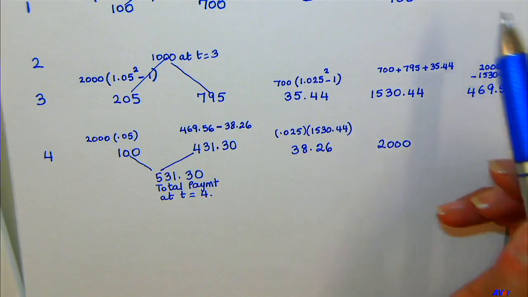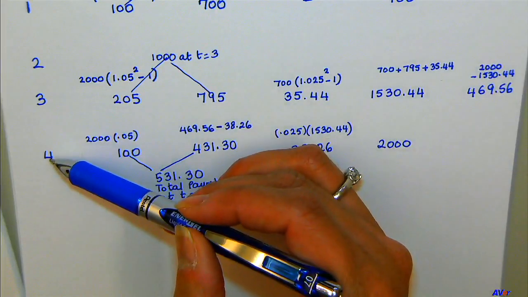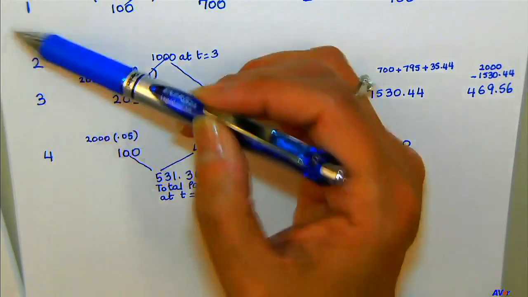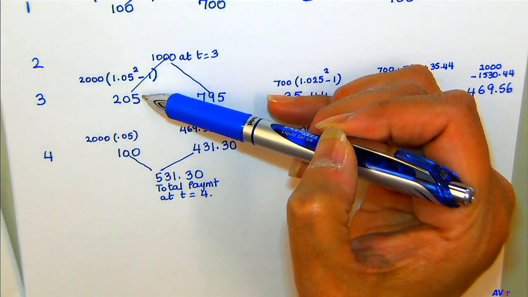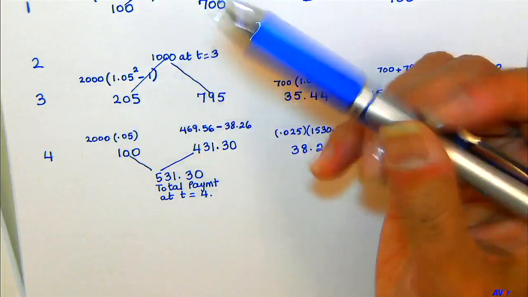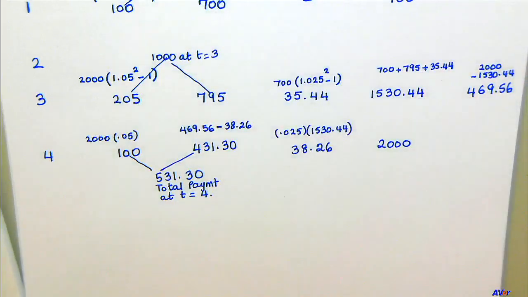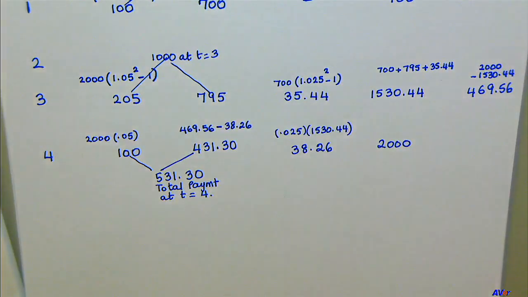But the difference between year 3 and year 4 is only 1, so I can do this. But the difference between year 1 and year 3 is 2 years, and the only way to figure that out is to take the accumulated value, which is 2,000 times 1.05 squared, and minus the original 2,000 from it. That's the difference between 1 and 2 years. Okay, any other question?